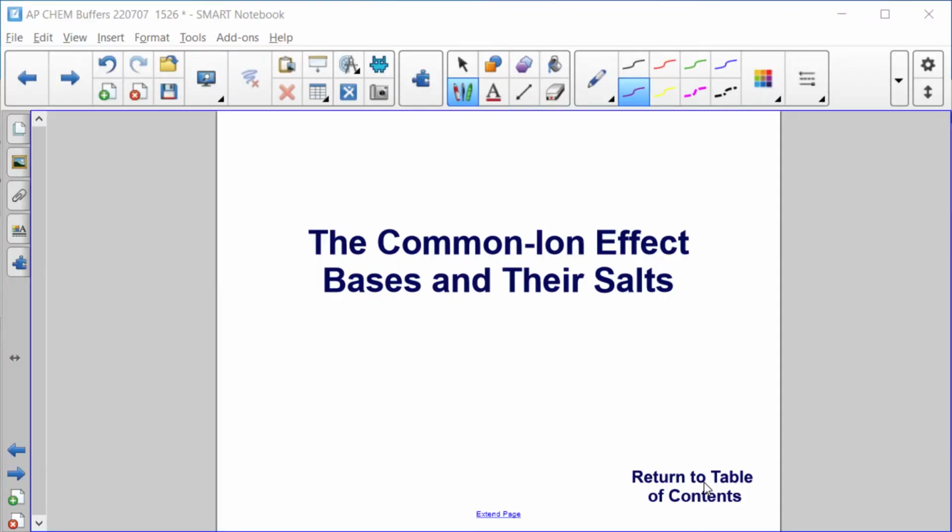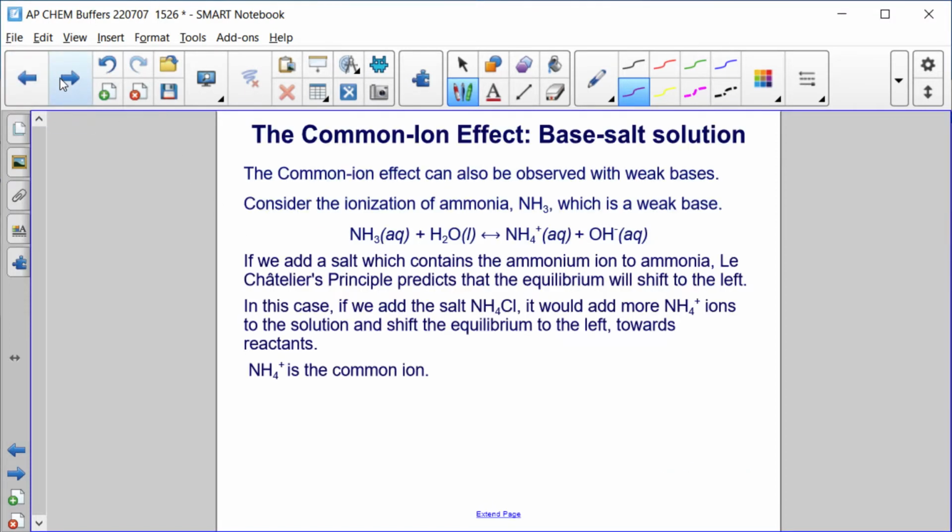In this section, we're going to take a look at the common ion effect in relation to bases and their salts. So we can also observe the common ion effect with respect to weak bases. We talked in the first section about weak acids. Consider the ionization of ammonia, NH3, in water, which produces NH4 plus and OH minus.